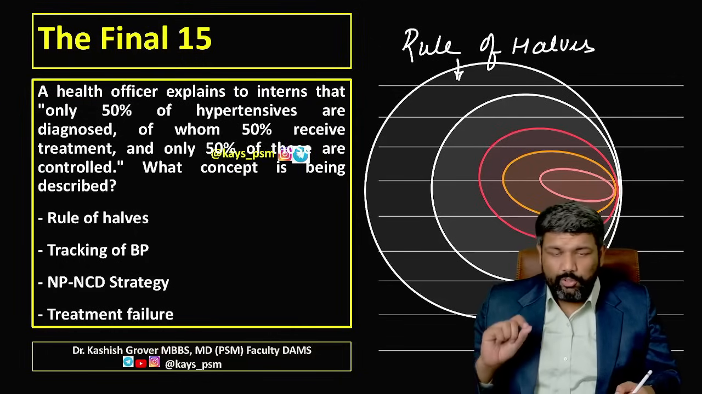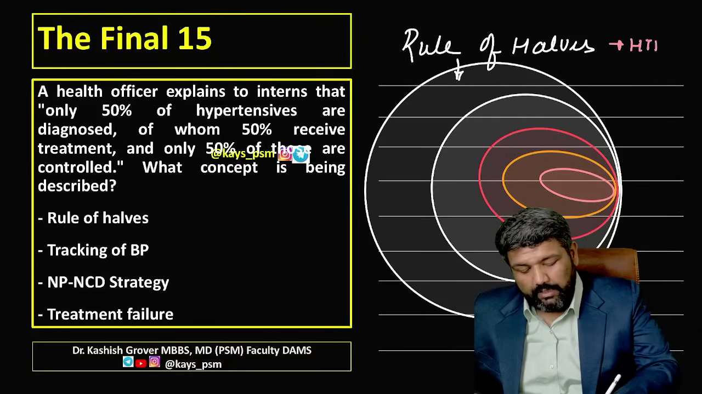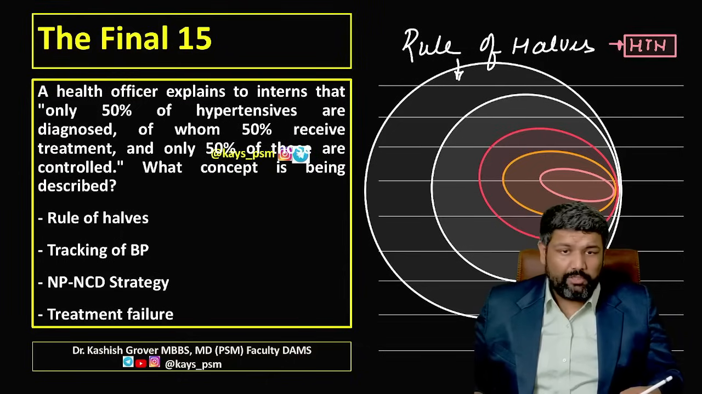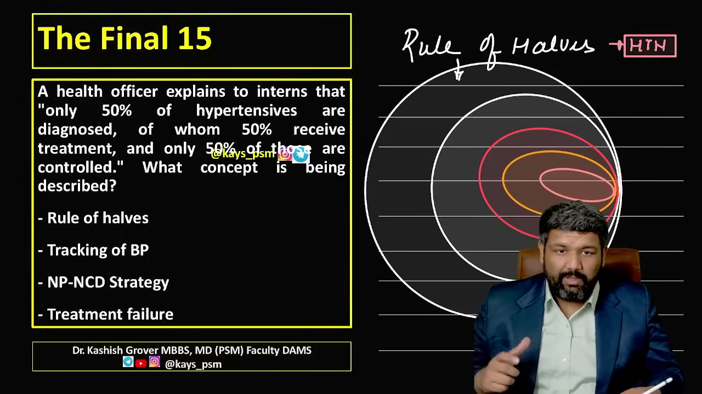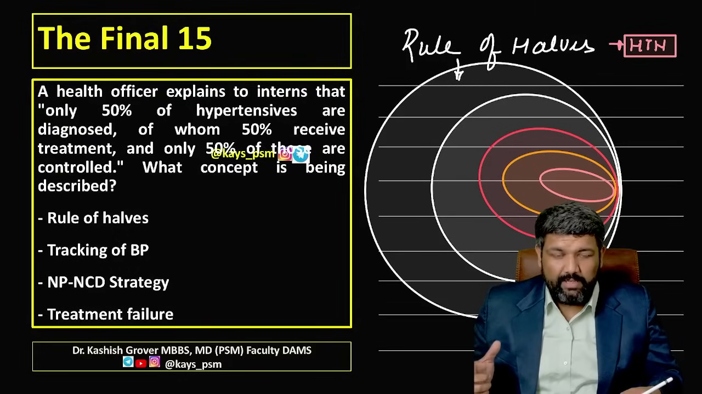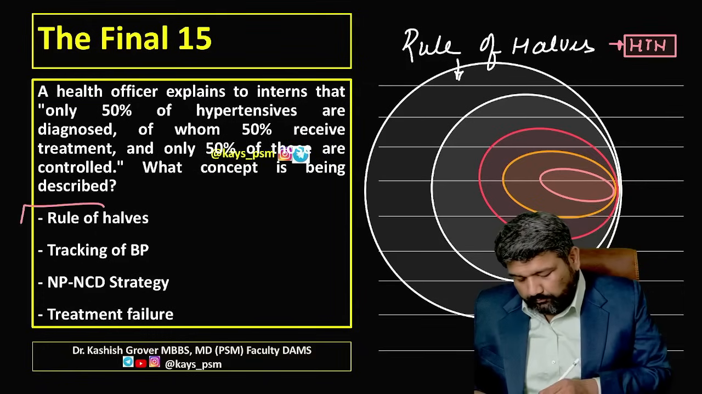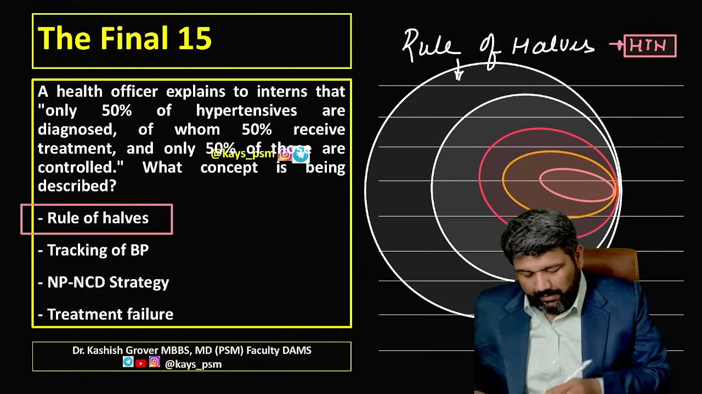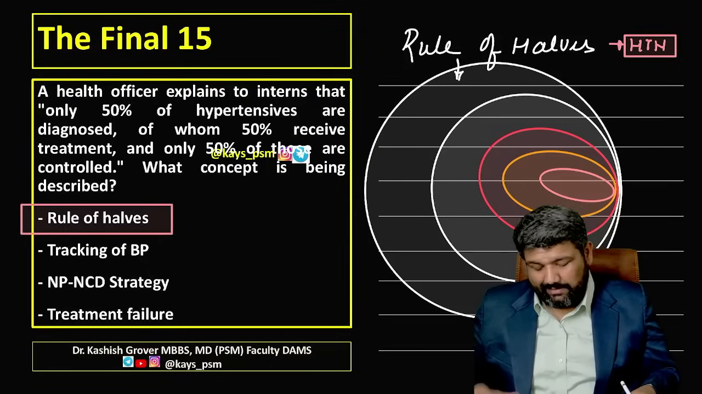Guys, please note, the rule of half is only and only for hypertension, right? You cannot say this is for all non-communicable diseases. Why? Because non-communicable disease is a wide range. 50% are not diabetic, 50% don't have cancer, right? But yes, 50% do have hypertension. So this is the rule of half, and this is for hypertension.